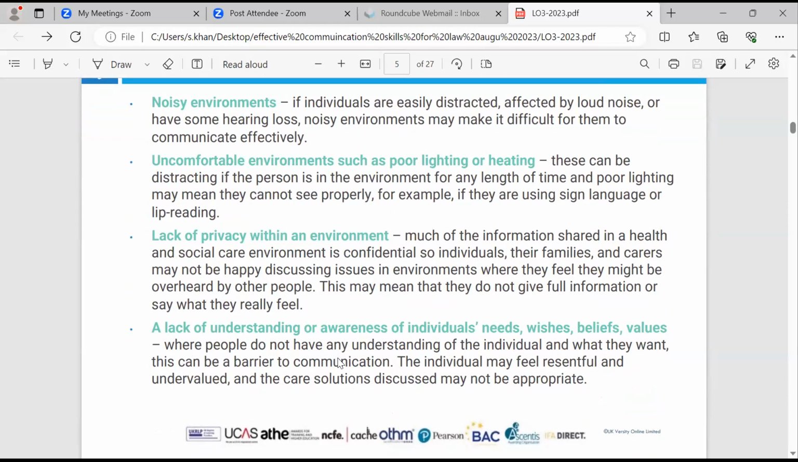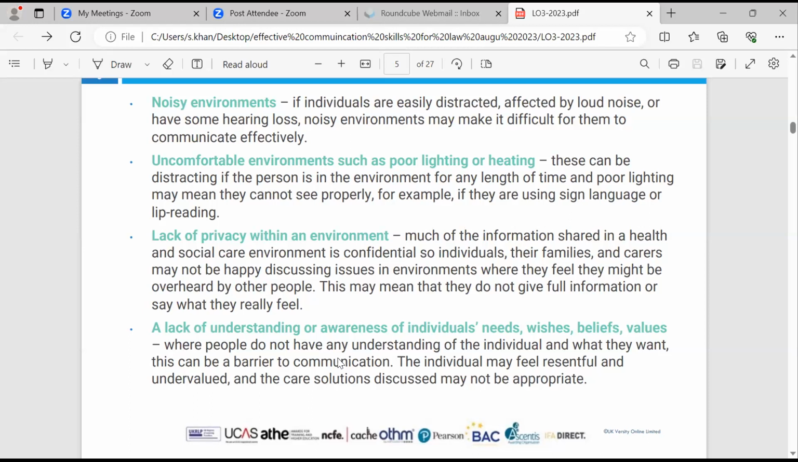Lack of privacy within an environment. So much of the information shared in a health and social care setting is confidential. So individuals and their family and carers may not be happy discussing issues in an environment where they feel they might be overheard by others. This may mean that they do not give full information or say what they really feel.